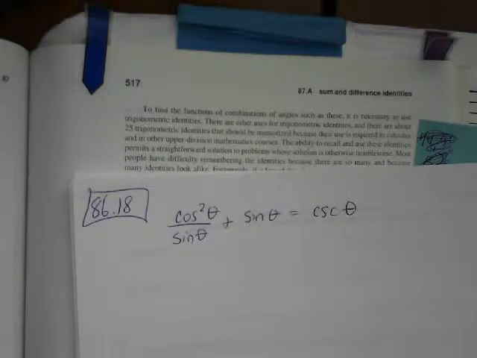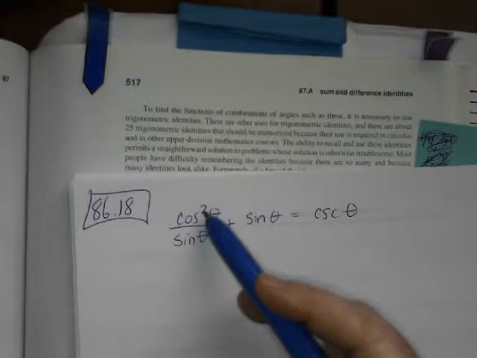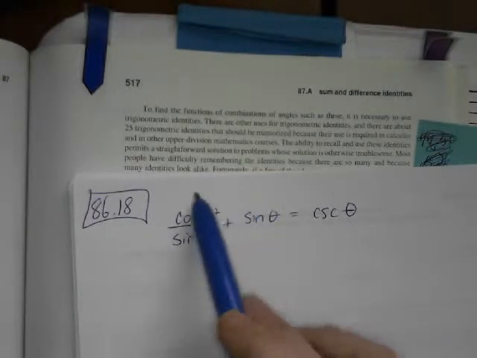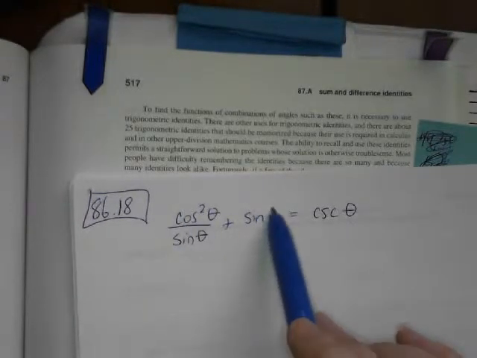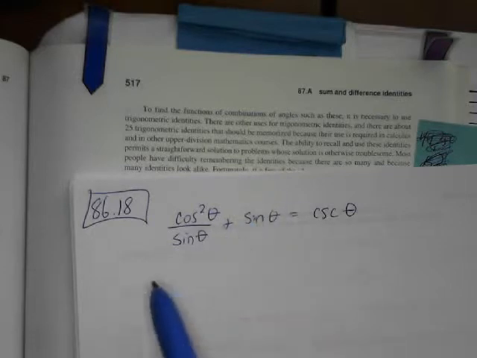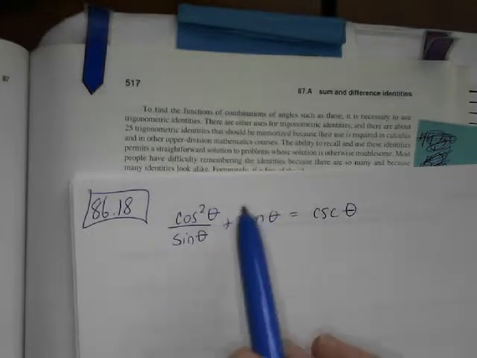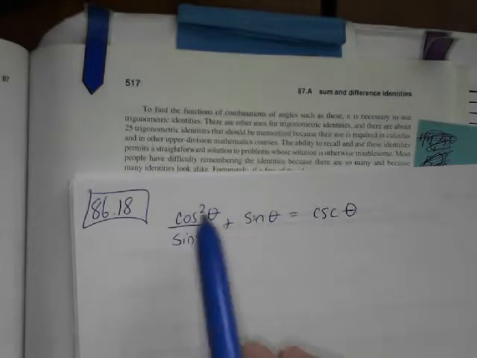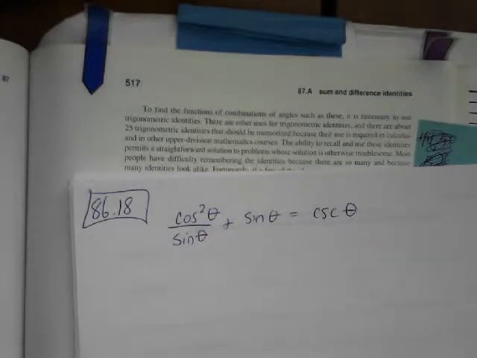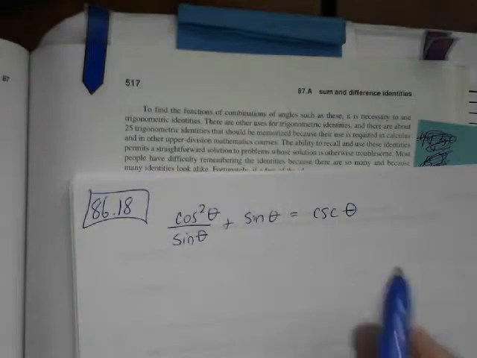Lesson 86, number 18. This one says show. So it means show that the left-hand side, by substituting in identities and doing a little bit of algebra, can be rewritten as the right-hand side, basically.